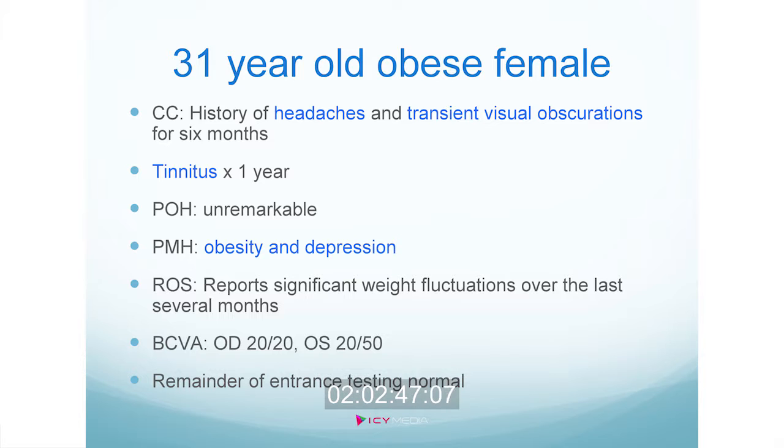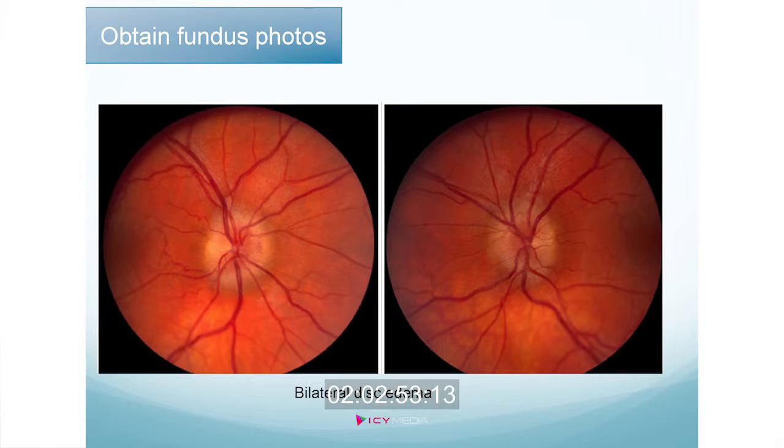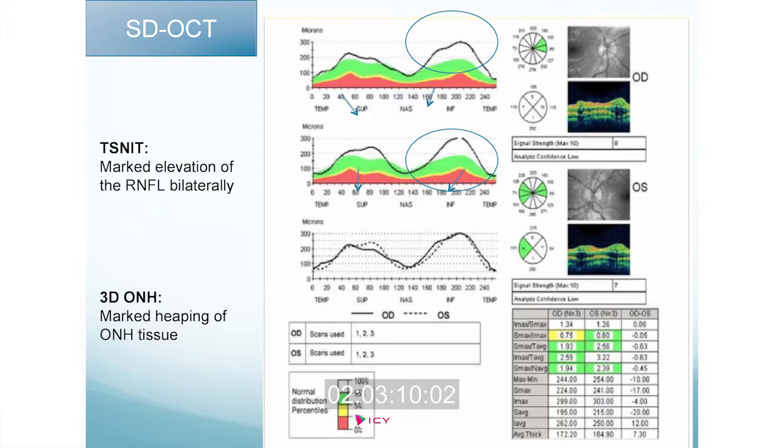She's 20/20 in her right eye, 20/50 in her left eye. Okay? The rest of the entrance testing is normal. Her chamber is normal. Here's her fundus photos. Okay? She's got bilateral disc edema. Okay? Here's a situation that probably has been lingering for a while, right? She's been symptomatic for a while and finally decided that it was time to come in and get checked out. Okay? Here's your OCT.